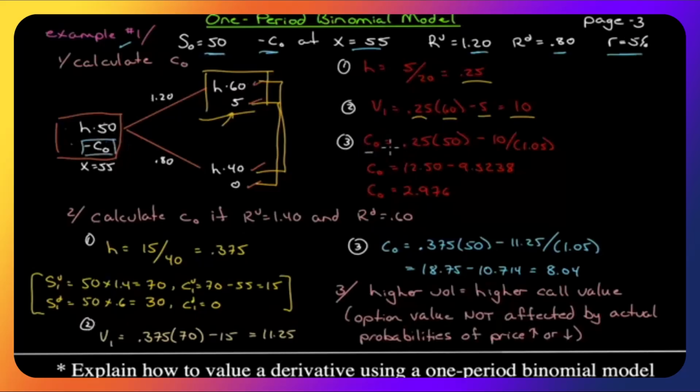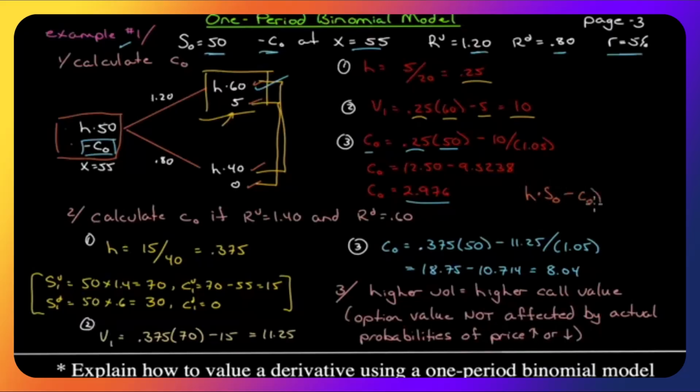Step number 3, solve for the call price. C naught equals H S naught, that's 0.25 times 50, minus the present value of whatever this portfolio is over here, minus the present value of 10. You'll get 2.976.